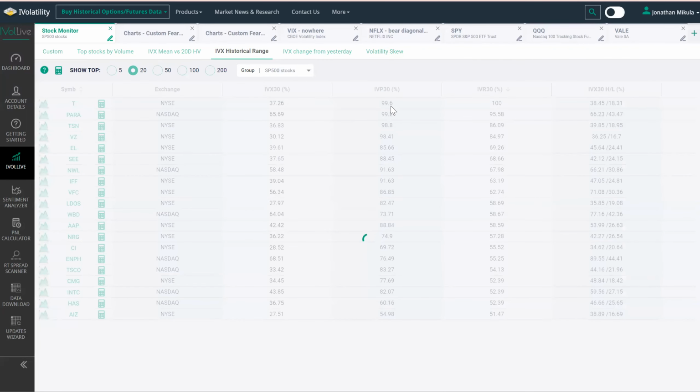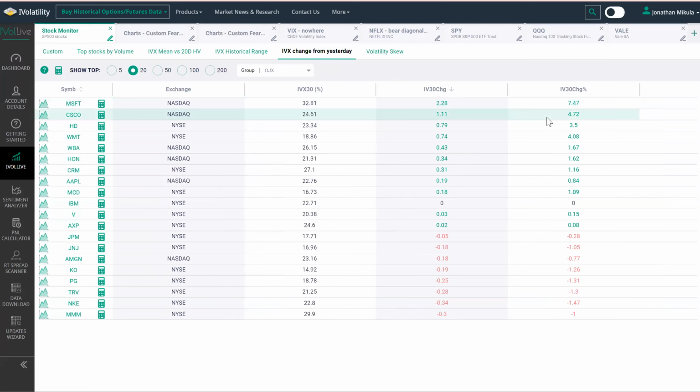IVX changed from yesterday. So what this is telling you is where's the action now? So this scan I was running was against the Dow, and it's telling me within the Dow, here's the biggest change. So Microsoft's having some spikes in its implied volatility. So is Cisco, so is Walmart. So these are also a very good place I find names, because this is the data. This is not somebody's opinion. This is saying what's actually happening with the underlying.